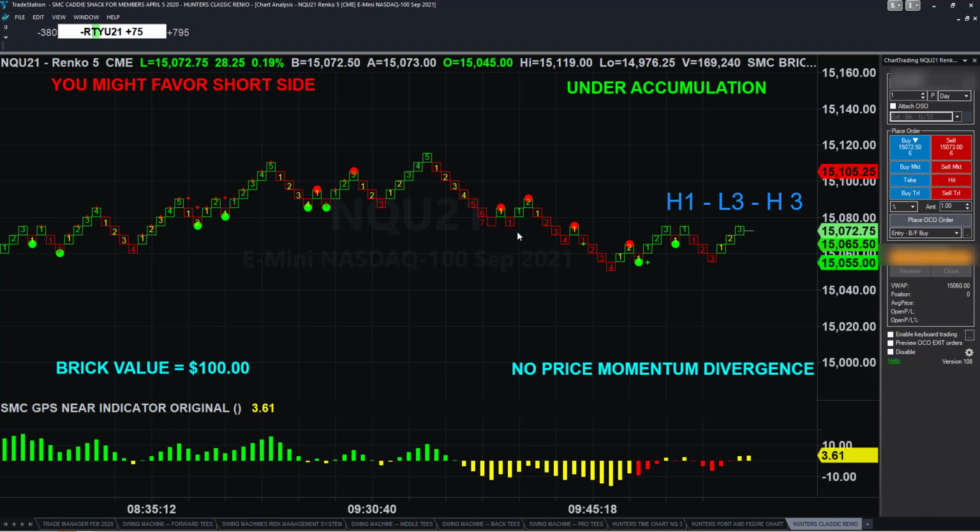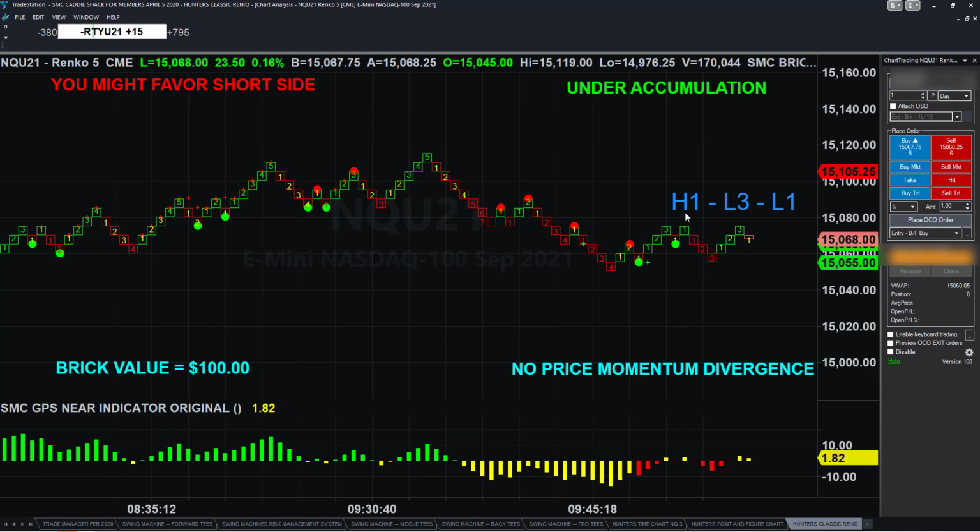Let me give you a little orientation on things. First thing is, I did not type that in. The machine typed that in, and the machine is telling me that I might want to favor the short side. So that's also where my bias comes in. At the moment, it is under accumulation. I didn't type that in. The machine is interpreting that for me. The machine is also telling me how much each brick is worth. And then it also tells me if there's any price momentum divergence, which there is none.